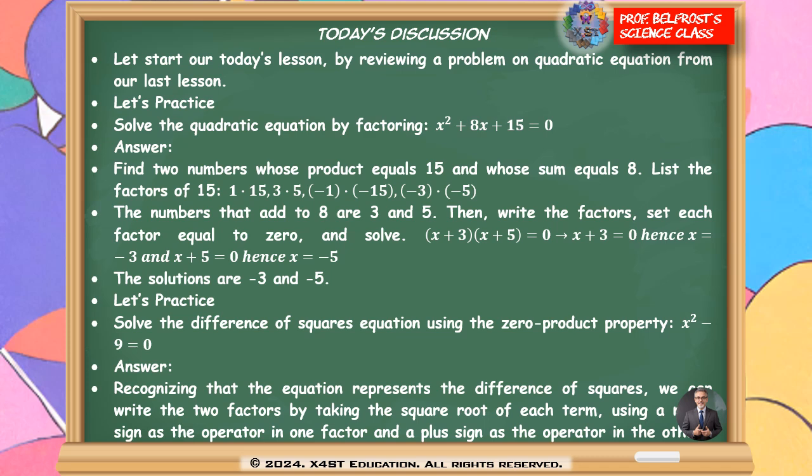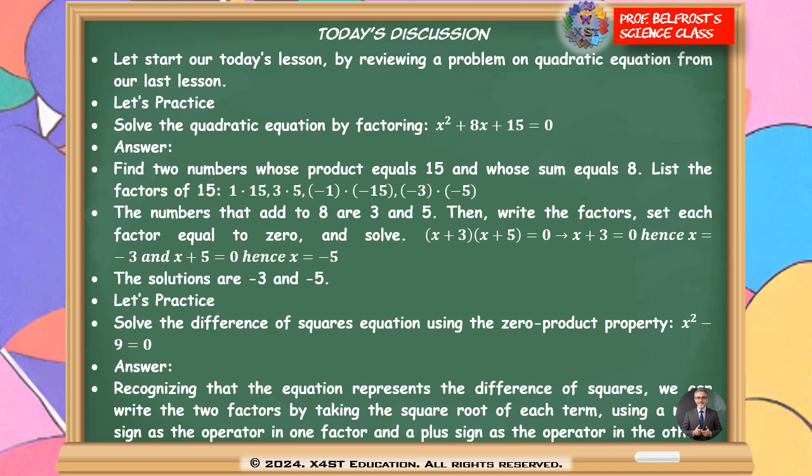So for x plus 3 equals 0, the solution is minus 3, and x plus 5 equals 0, then the solution is x equals minus 5. So the solution is minus 5 and minus 3. Now second example, solve the difference of squares equation using the zero product property. x squared minus 9 equals 0.